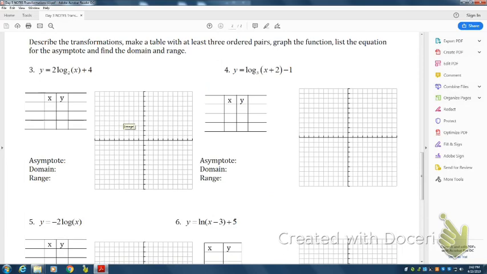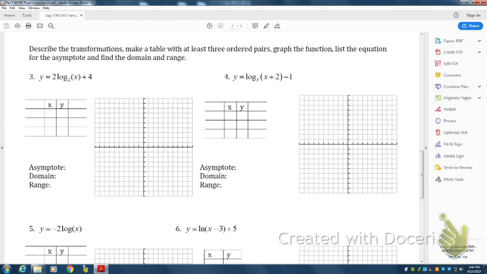So it says, describe the transformations, make a table with at least 3 ordered pairs, graph the function, list the equation for the asymptote, and find the domain and range. And the asymptote is also part of the graph. If you have a base 2, this little number 2, log base 2, that's your base. So it's (1, 0), (base, 1), (base squared, 2). That's where you're starting.